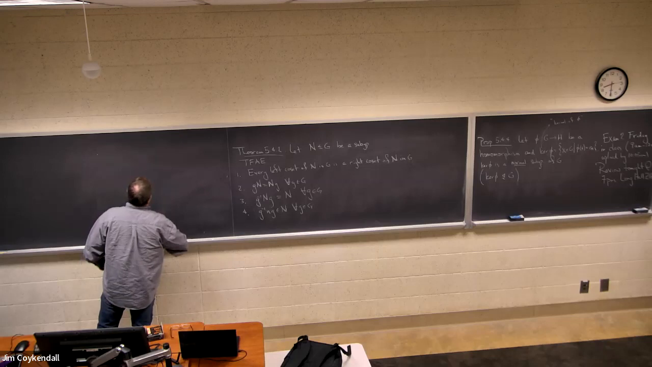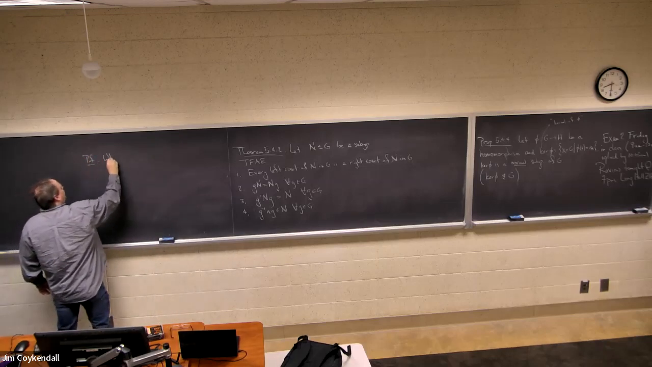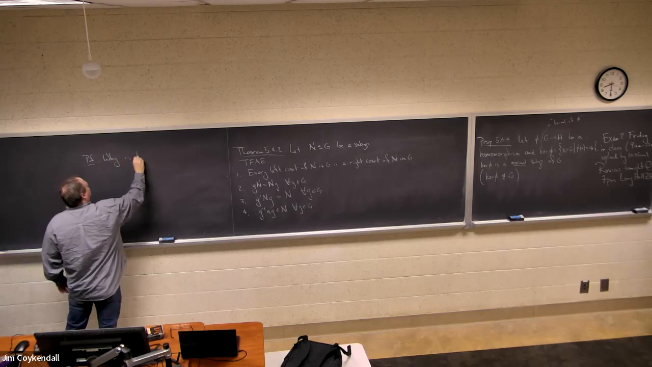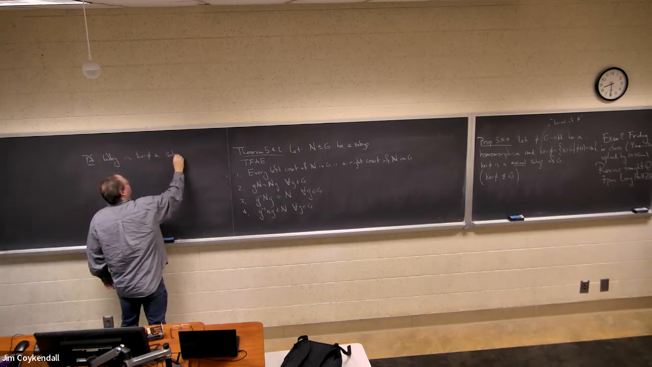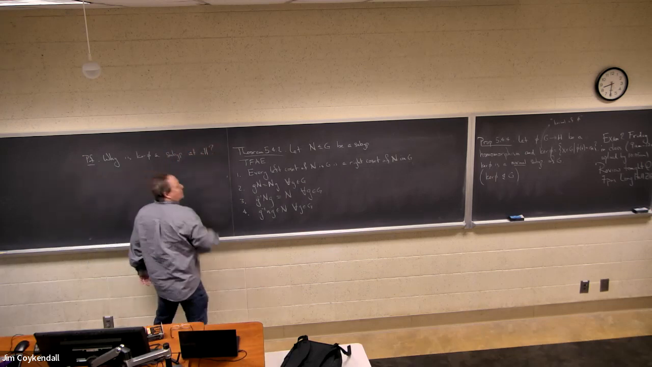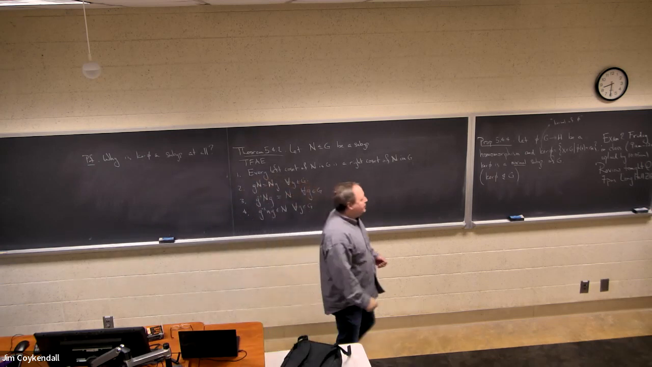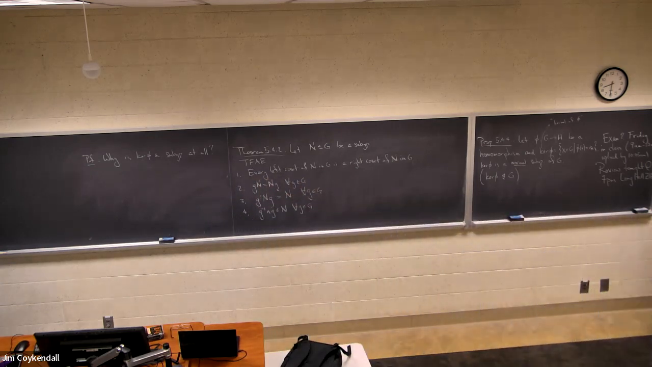The first thing I need to do is answer the following question. Why is the kernel of phi a subgroup at all? Right? I better convince myself that it's a subgroup before I start slapping adjectives on it, right? I mean, forget about being normal. Why is it a subgroup?